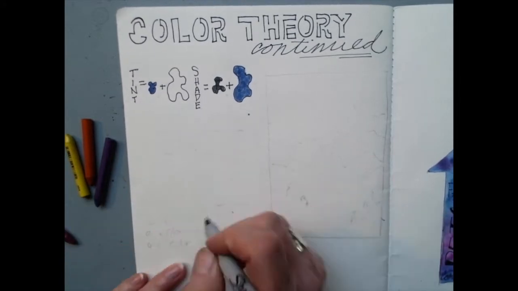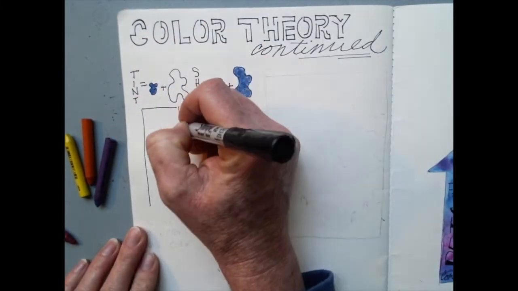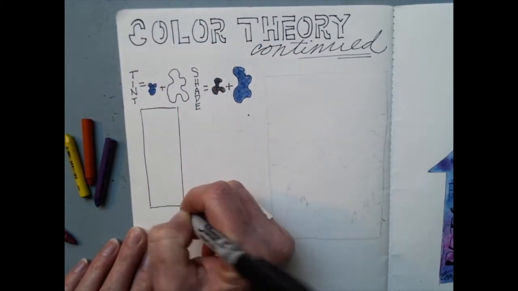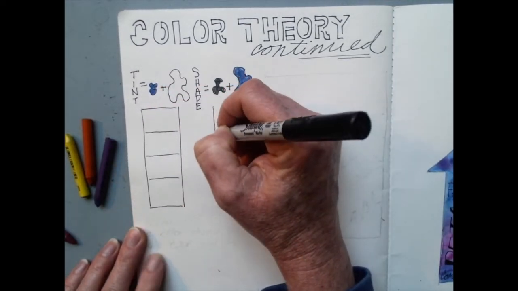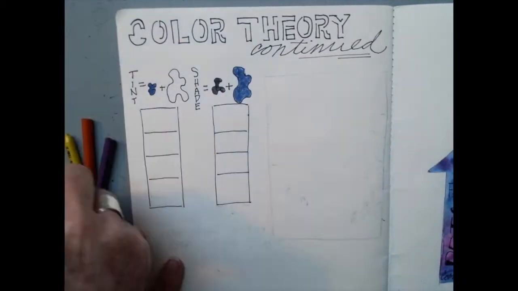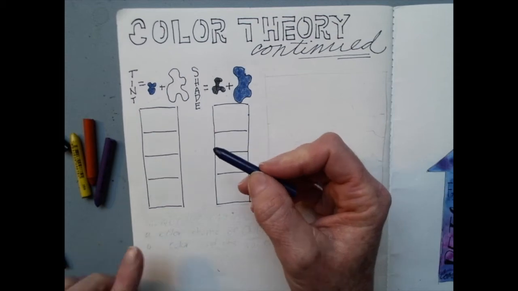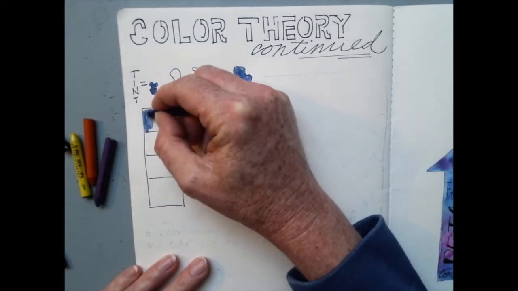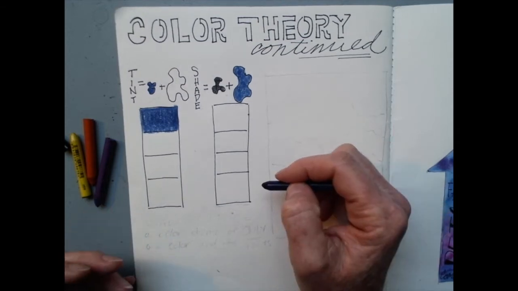Under tint and under shade, I want two little rows of boxes, just like we do for value scales, only now we're going to make a tinted scale and a shaded scale. For our tinted scale, we are trying to take the pure color and make it lighter. That's what a tint is.